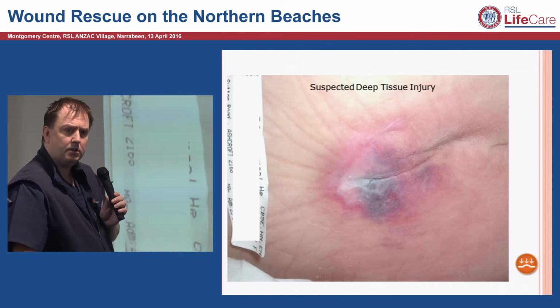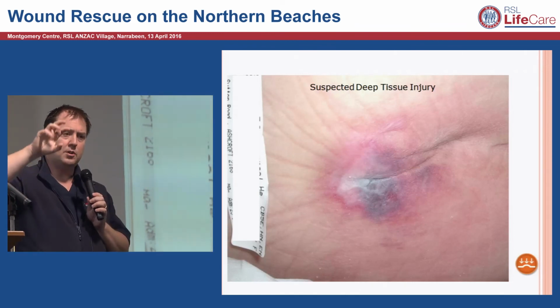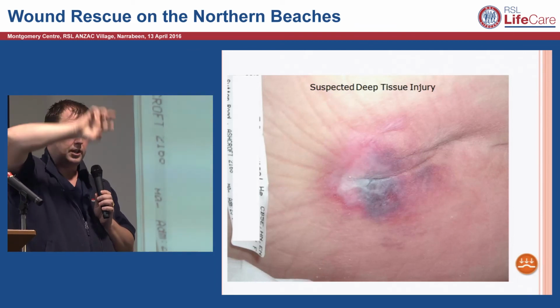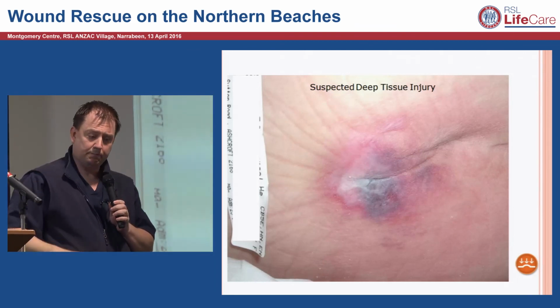Or a bum like this. Often around these suspected deep tissue injuries, you'll see lots of little stage 1s as well, and you'll get these odd purple ones popping up.